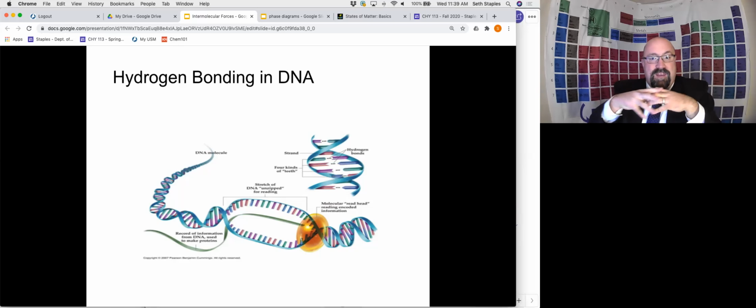And so the base pairs have to separate. The hydrogen bonds that hold the base pairs together are strong enough to hold DNA together, but they're not so strong that they can't be overcome and have the molecule be unzipped. And so that is key.